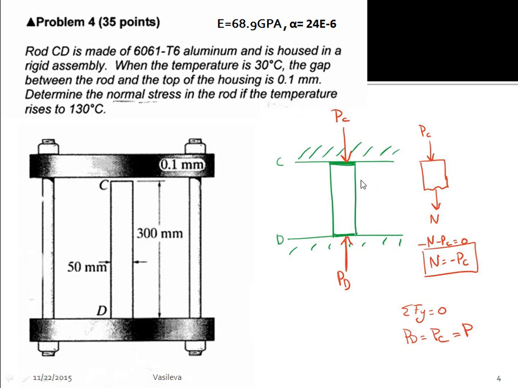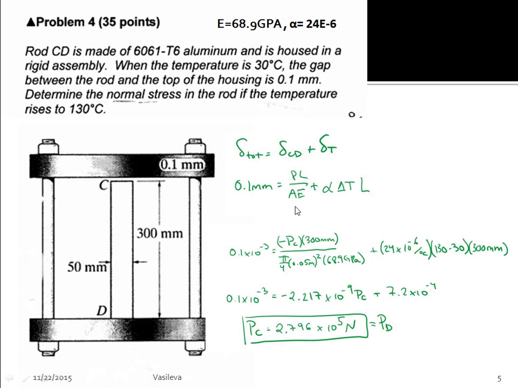So I drew an overall reaction here when the rod extends so that it touches the wall up here. And we basically have two forces, one is PC and one is PD. I drew them randomly pointing inward. And so the overall reaction in the y direction gives us that PD is equal to PC, and I just called that P. So they're both equal to each other. Now, if we cut the rod halfway, we end up with a normal that is equal to negative PC.